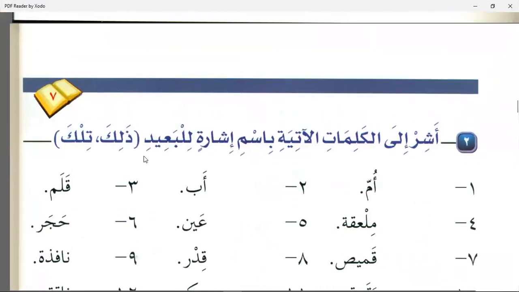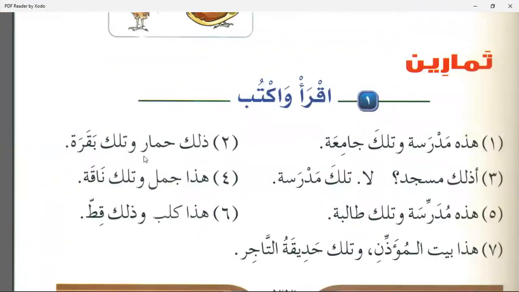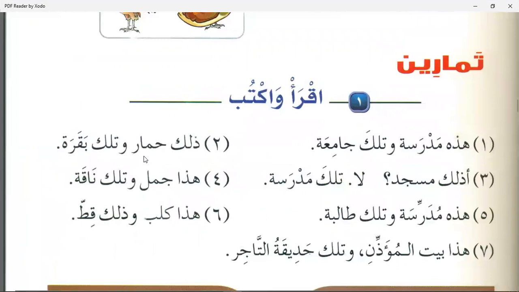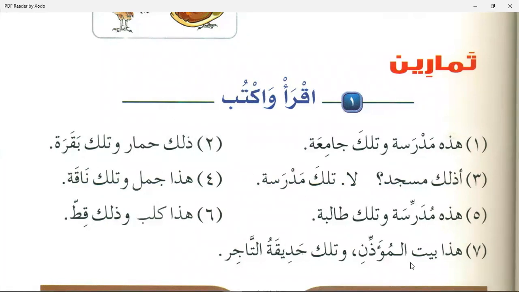The last one. Excuse me. Translate the seventh one. Haza baitul muazzini. This is the muazzin's house. Watilka hadikatut tajiri. And that is the merchant's garden. Hadika means garden. Tajir means merchant. Muazzin means the man who says adhan. Anyone else?